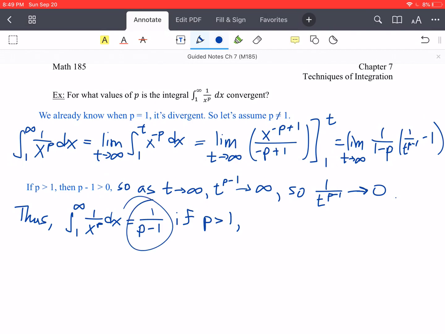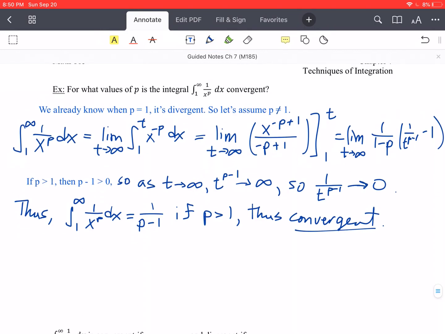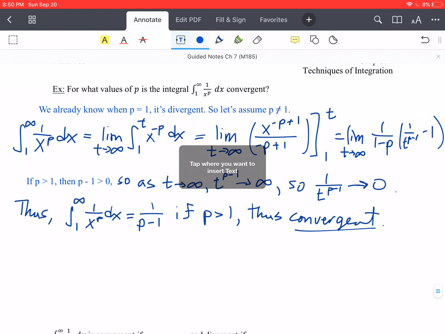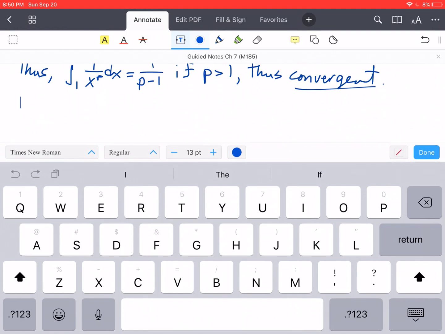And this, because p is just a number, some arbitrary number, this is convergent. It does approach a specific value. So thus, convergent. Okay. So we know that it's divergent when p is 1. We now know that it's convergent when p is greater than 1. So what about the last case? What about if p is less than 1?